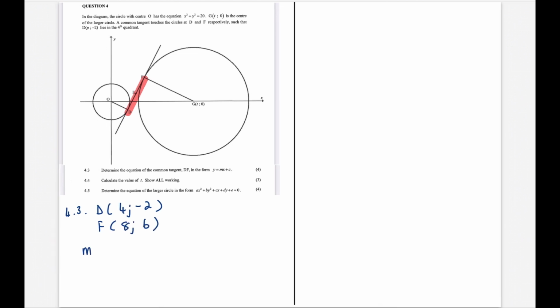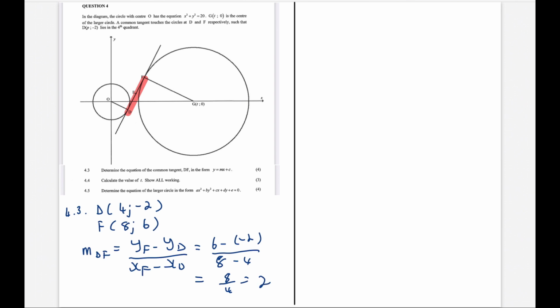That means that the gradient of df would just be the y value of f minus the y value of d, all divided by the x value of f minus the x value of d. So we have here 6 minus -2 divided by 8 minus 4. So 6 minus -2 is 6 plus 2, which is 8. So we have here 8 over 4, and we get 2.